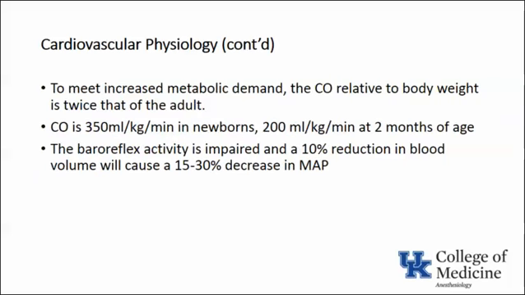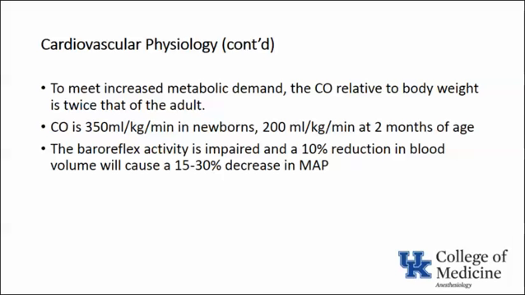To meet the increased metabolic demand, the cardiac output compared to the body size is more than 2 times that of an adult. So the cardiac output in a newborn is about 350 ml per kilo per minute. It's around 200 ml per kilo per minute when they're 2 months of age. In young teenagers, it's about 150 ml per kilo per minute, and in adults, 70 to 75 ml per kilo per minute.